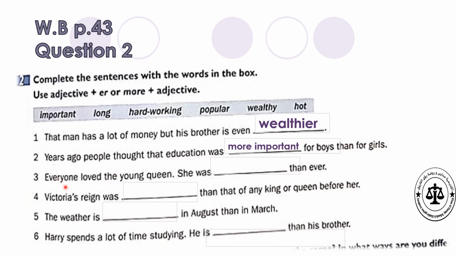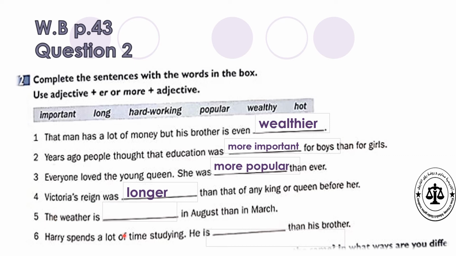Number 3. Everyone loved the young queen. She was what than ever. She was. Yes, she was more popular than ever. Popular, this is a long adjective, so we use more and the adjective. Number 4, Victoria's reign was what than that of any king or queen before her. Was. Excellent. We use the adjective long, and long is a short adjective. We say was longer than that of any king or queen before her.